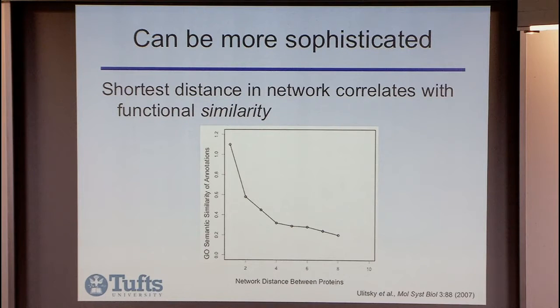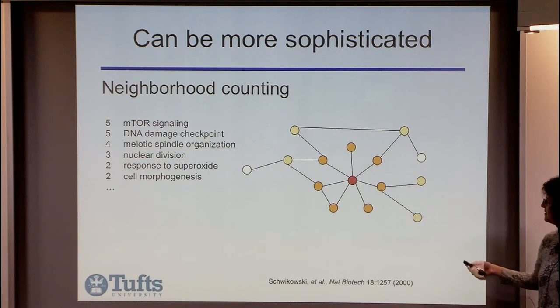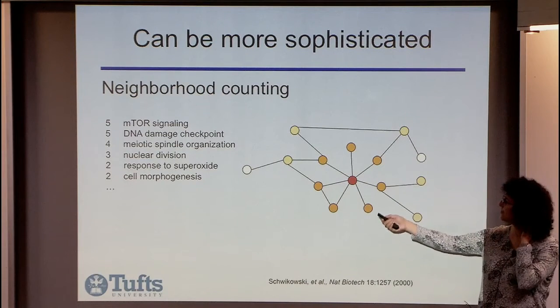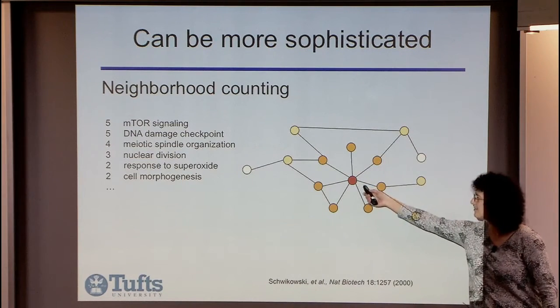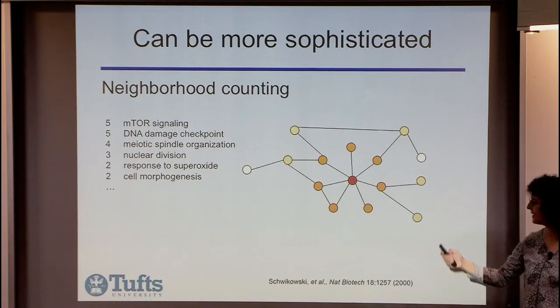And you can be a little deeper about that still, right? So you can look at the network neighborhood in general. Look at the whole network neighborhood. Here I colored these by how far out they are. So let's suppose that I want to look at everything that's within three hops from my red protein in the center, and I'm going to call that my neighborhood, right? So you can do neighborhood-based prediction.